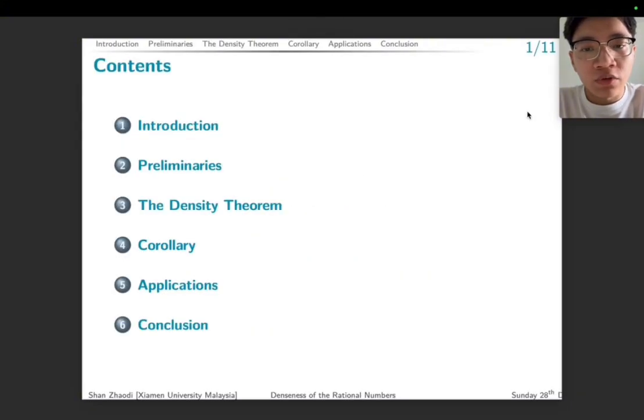Here is our roadmap. We will start with the intuition behind density. Then we will establish the necessary tools, specifically the Archimedean property. After that, we will move to the core of this presentation, the proof of the density theorem. Finally, we will extend this into irrational numbers and discuss why this matters for numerical analysis and computing.